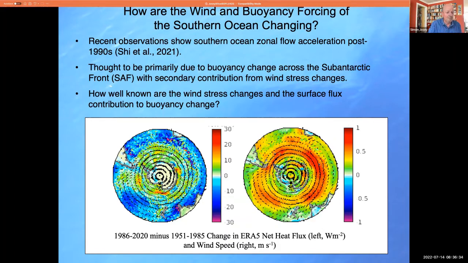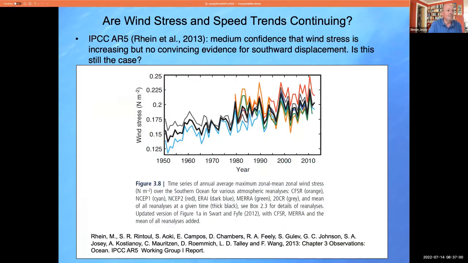But what I want to talk about a bit more is the wind stress. And I have a particular position on wind stress changes, which I'll elaborate on. This shows actually wind speed change. And here we can see a strengthening of the winds, which a lot of people have talked about in many papers, in wind stress as well, in the Southern Ocean. So how well do we know that this wind stress is changing, both in its strength and in its location?